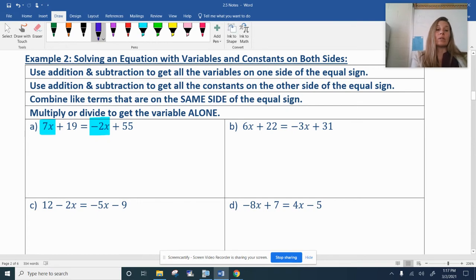For some reason, I have some students that always insist on moving the constants first, and you can still solve it that way, so it's not that big of a deal. But I just feel like it stays a little bit more organized. You have a little more control of how it's going to work out when you move your x's first.